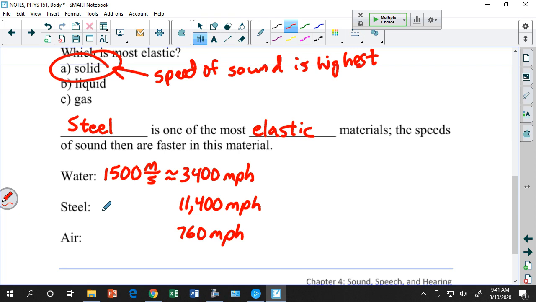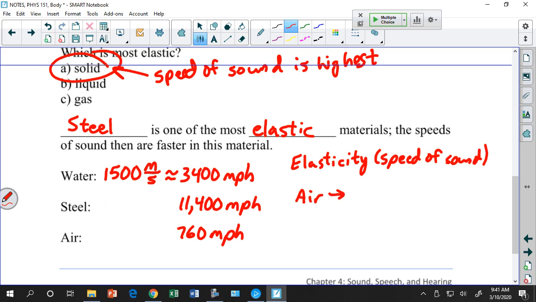Okay, so if I'm looking at the elasticity, or the speed of sound, it's going to be air, water, and then steel with the highest. Solids and liquids have much higher speeds of sound than air or other gases.